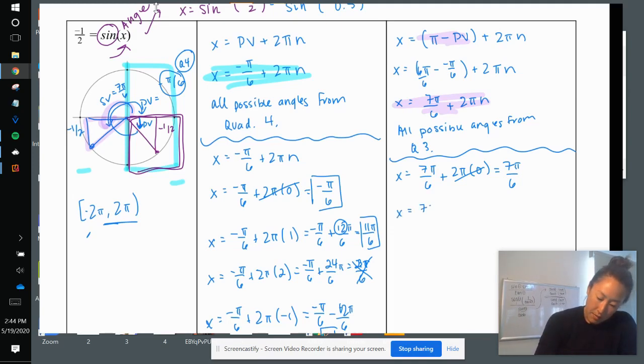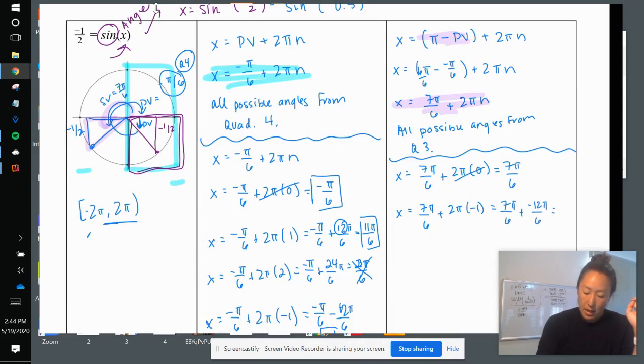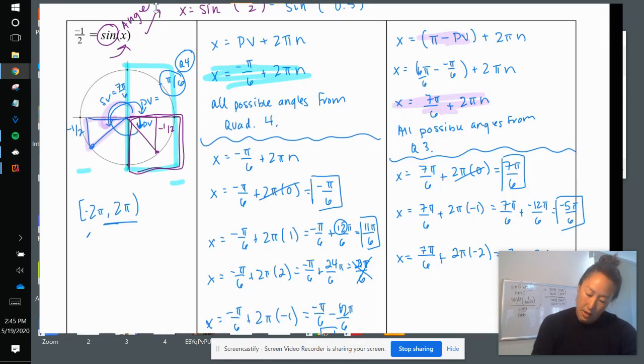x is equal to 7 pi over 6 plus 2 pi times, let's see, if I go backwards a rotation, so multiply by negative 1, I get 7 pi over 6 plus negative 12 pi over 6. So 7 minus 12 is negative 5 pi over 6. That's an answer. If I try another rotation, 7 pi over 6 plus 2 pi times negative 2 rotations, that would be 7 pi over 6 minus 24 pi over 6.